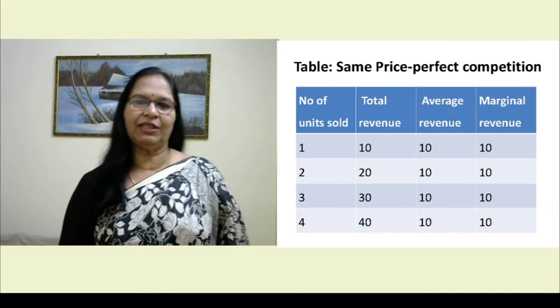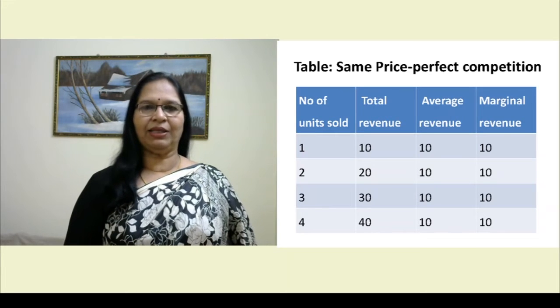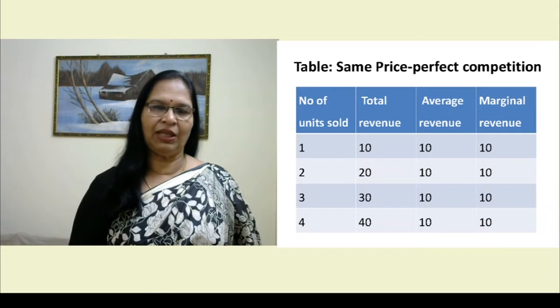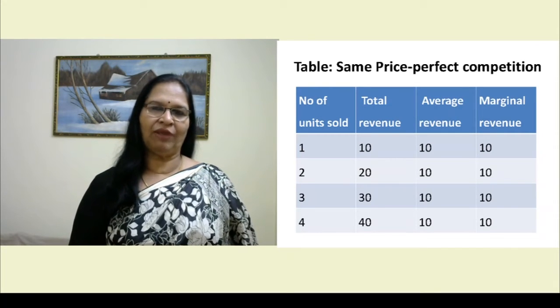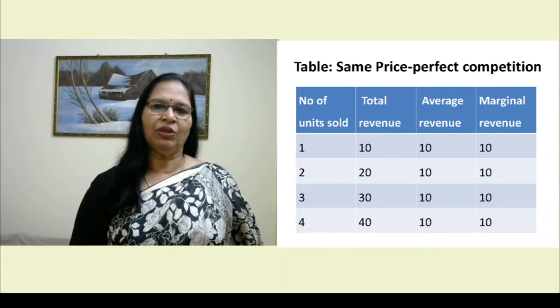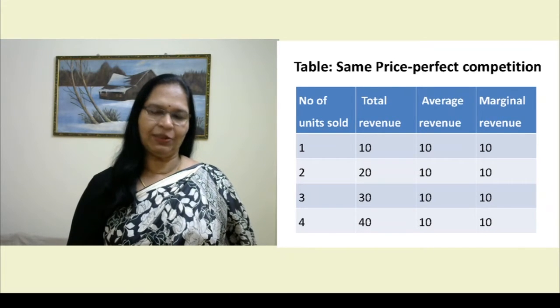Now let us see this table here. So we are selling the product at the same price at rupees 10. The first column talks to us about the number of units sold, and the second column is about the total revenue. So total revenue is 10, 20, 30, and 40. So that is the total money that the firm has obtained by the sale of its produce.